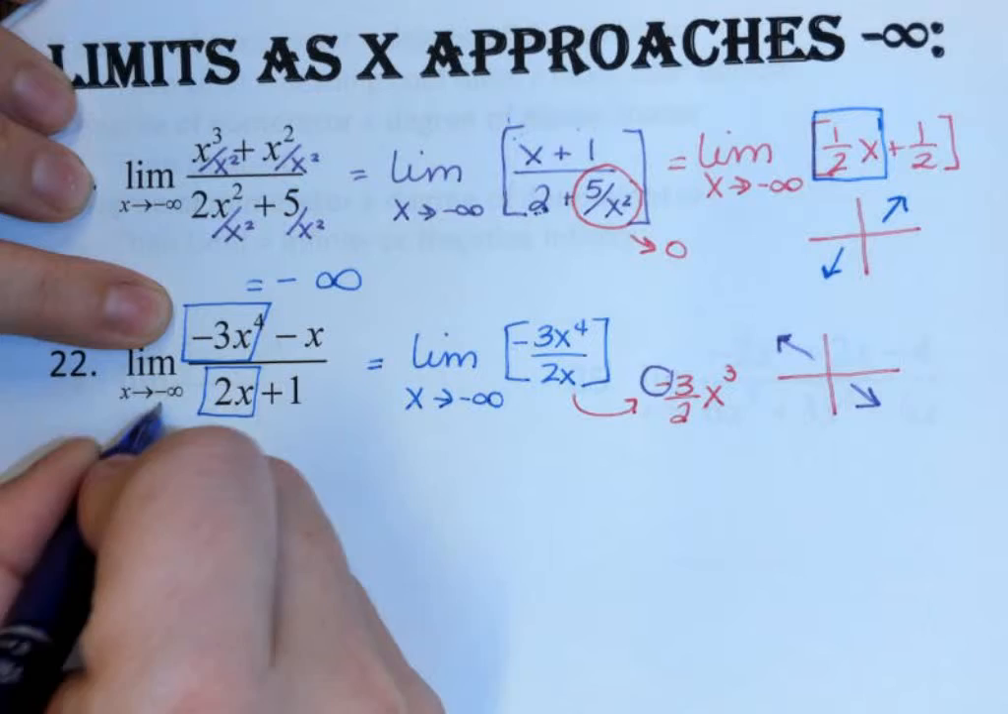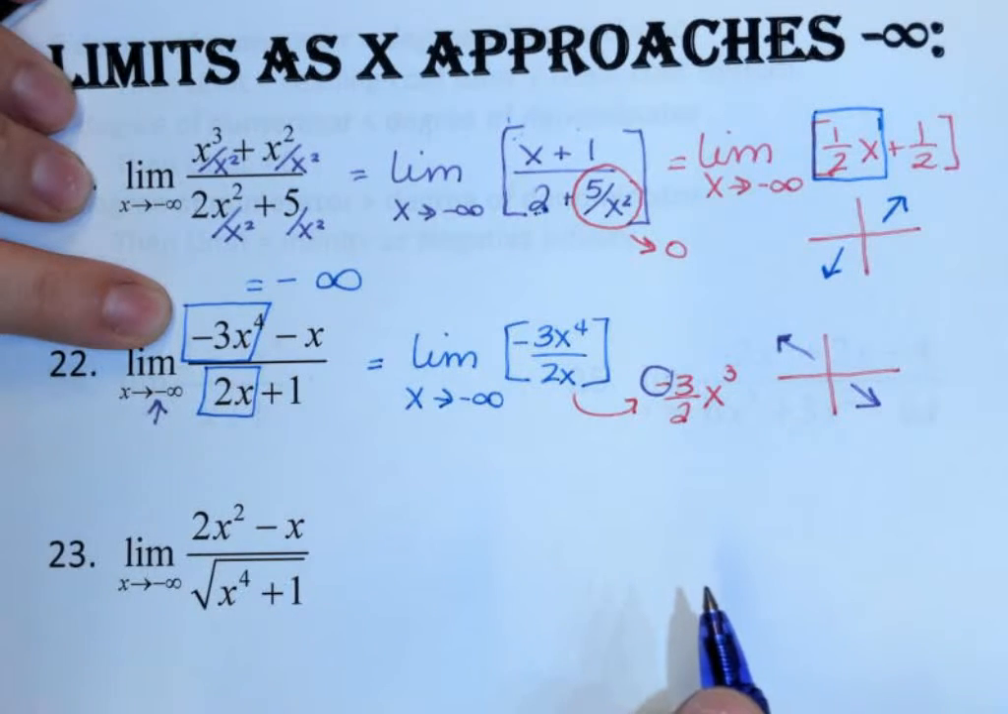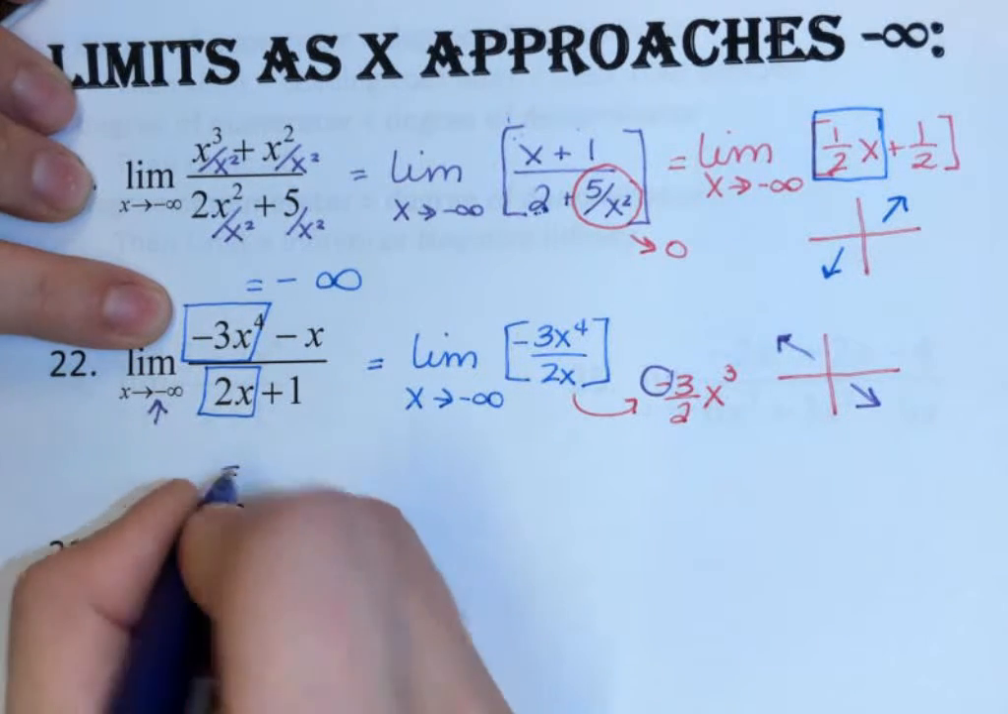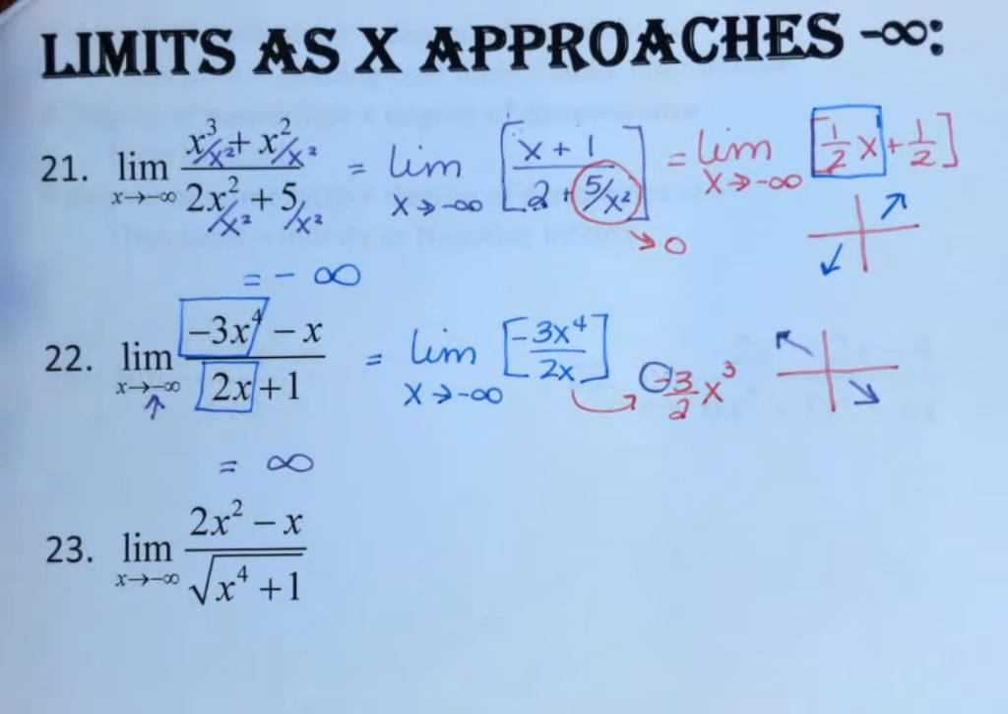So the limit as x goes to negative infinity is going to be what? Infinity. Does that make sense?